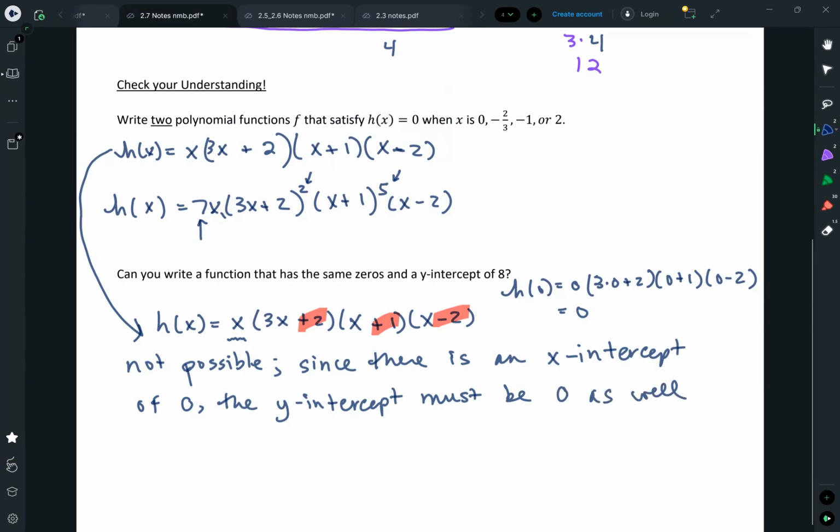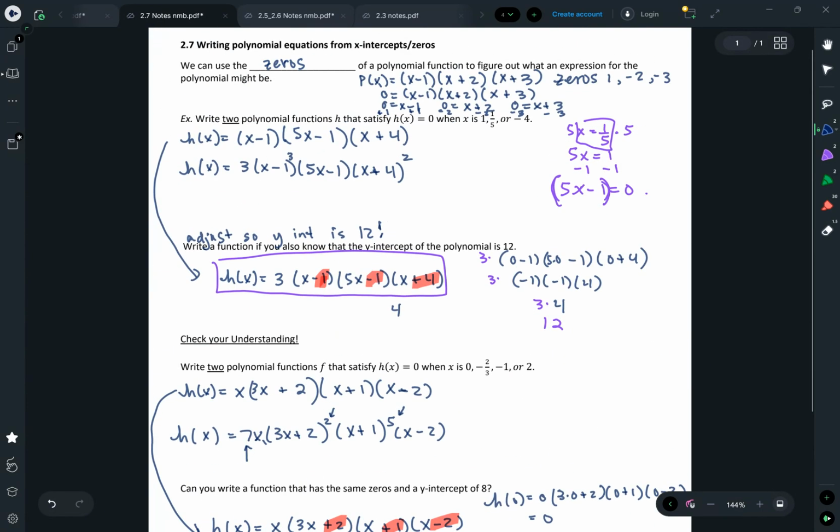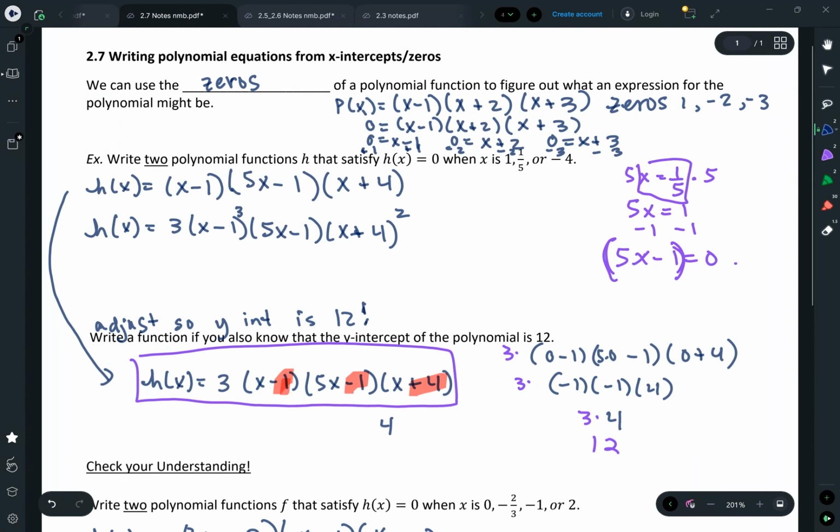All right. So big thing today is just we're working backwards. And so we're taking whatever our function is, or whatever our zeros is, and then we're writing out the function now instead.